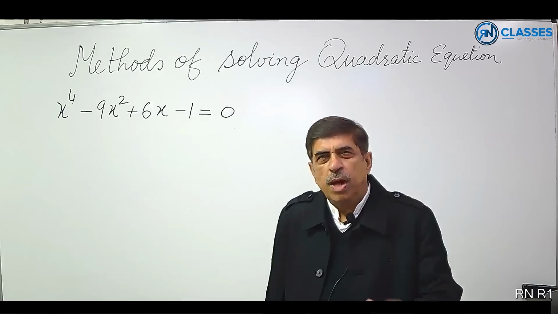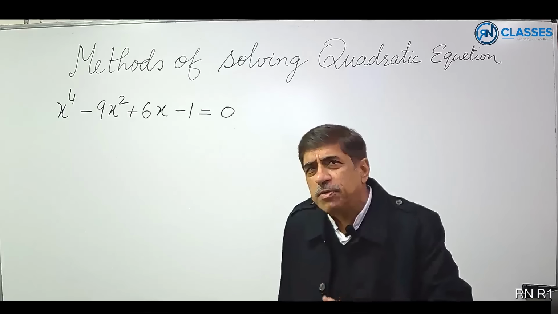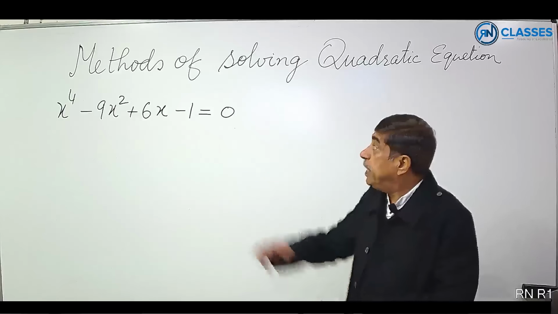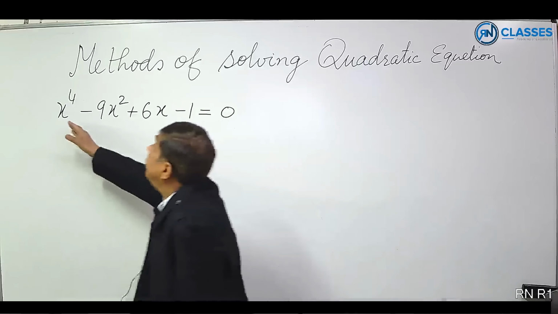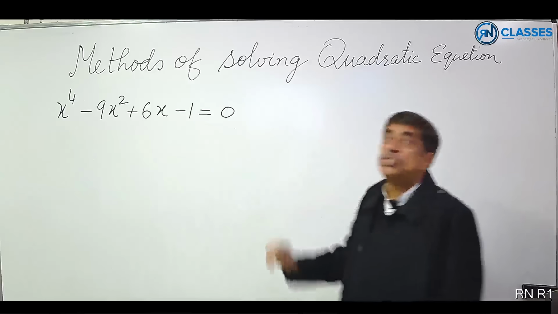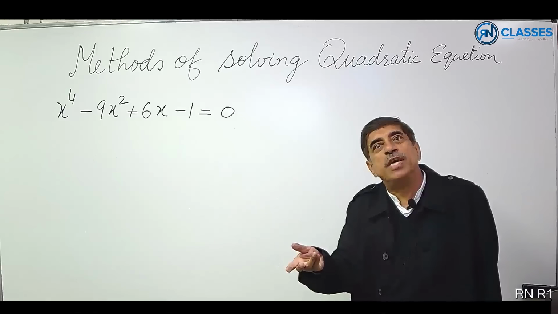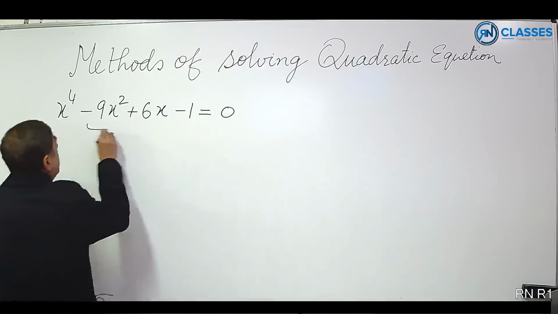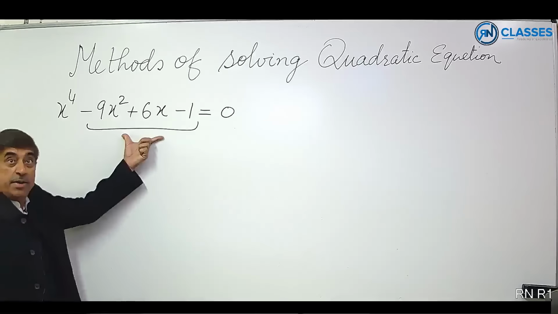Now, I would like to take another example on the method of completing the square. Here, our equation is not quadratic. It's a biquadratic equation. Degree is 4. I am interested in solving this equation. How can I apply the method of completing the square? If you look at it carefully, this quantity can easily give you the square. You can complete the square here.